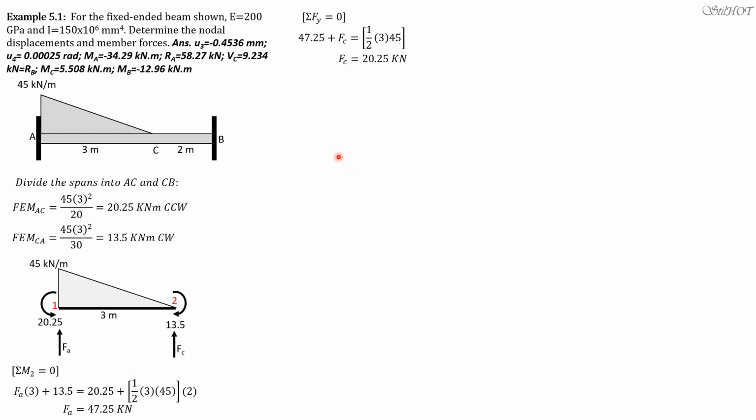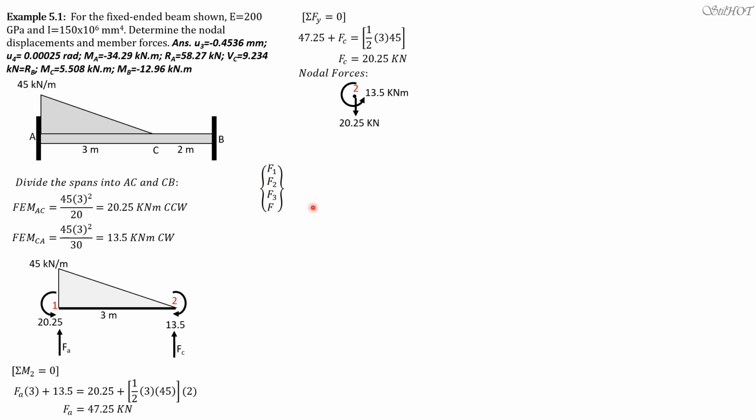So the nodal forces at node C, or node 2, would have a downward force because these are fixed forces. So the nodal force we have is downward, opposite to F sub C, 20.25, and because this moment is clockwise, we have a counterclockwise moment of 13.5. So it's positive and this is negative 20.25. So let's now set up the equation.